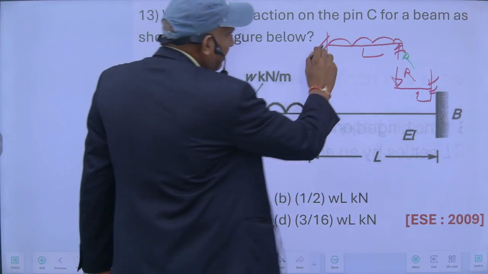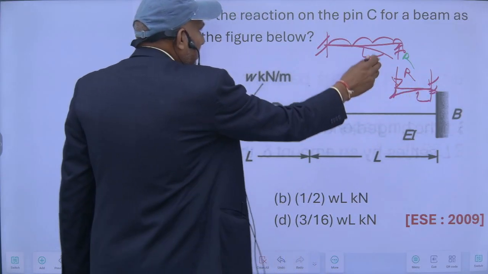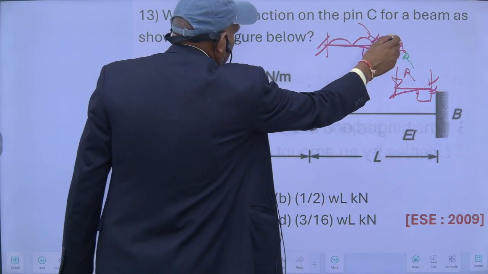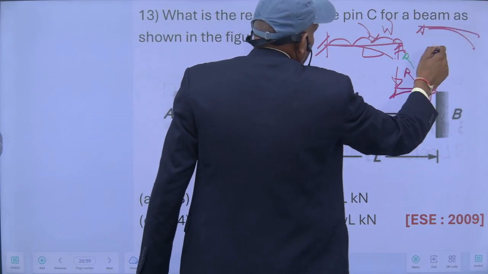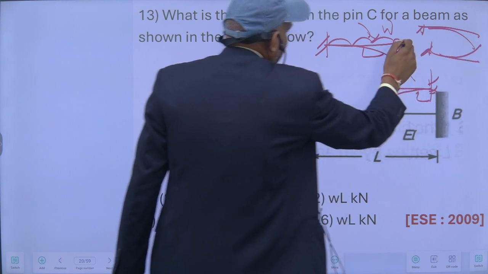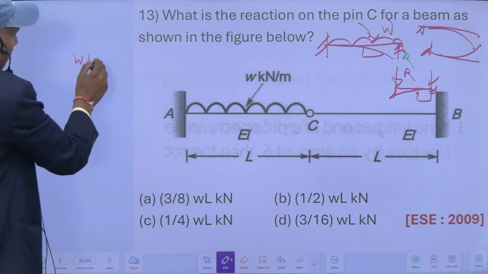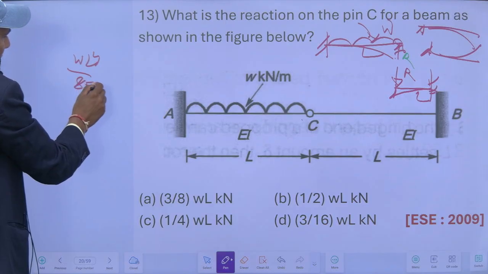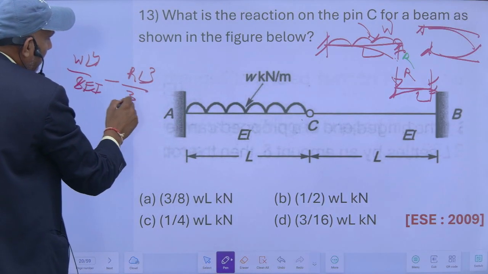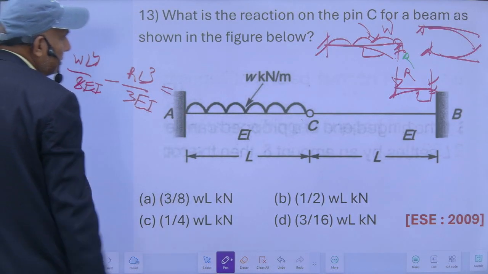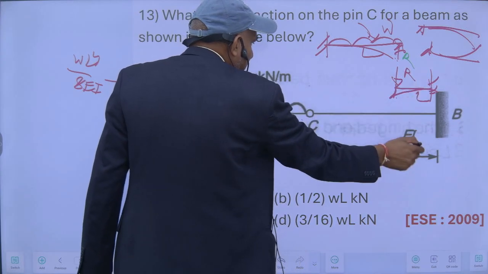Means my net deflection here is equal to this deflection. So this deflection is equal to deflection due to this minus this. This is W. So this will be downward and this will be upward. So my net deflection at this point will be WL4 upon 8EI minus, due to this prop, it will be RL cube upon 3I, and this net deflection is equal to this net deflection, then this is equal to RL cube upon 3I.